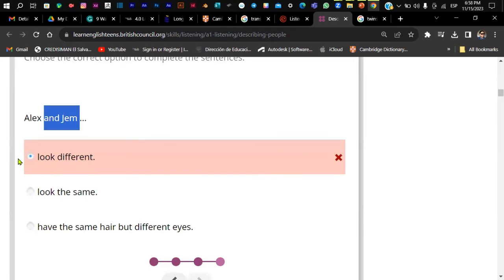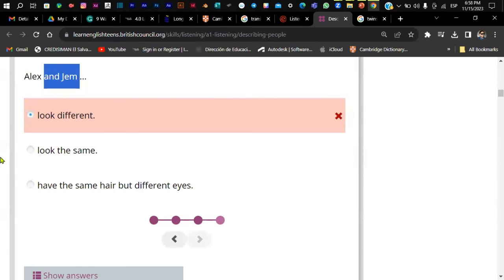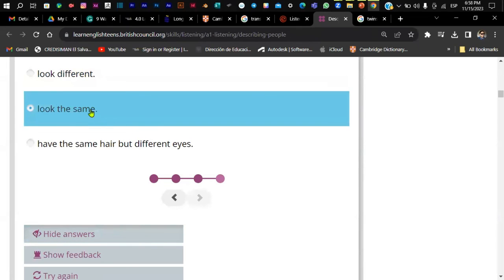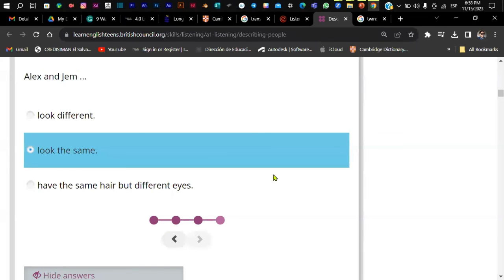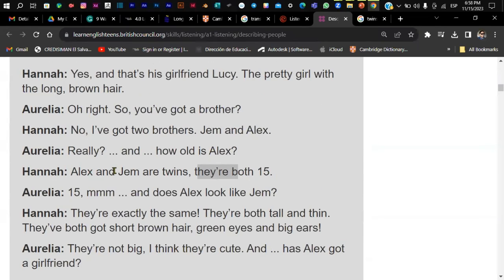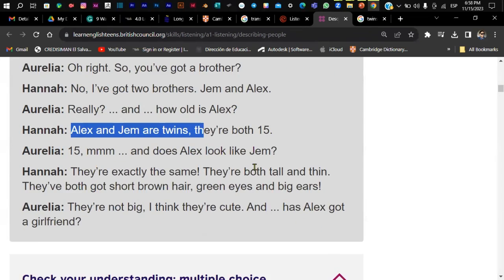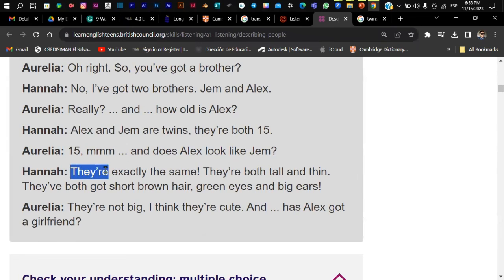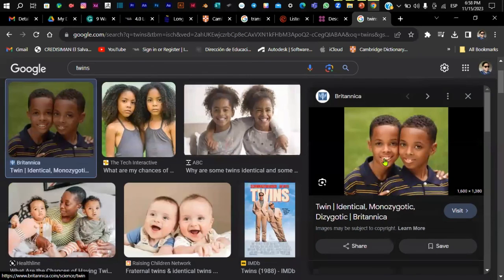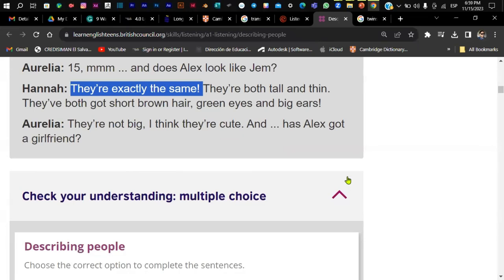What is the correct option? Have the same eyes, different ages. Well, look the same. Maybe, let's see, show answers. Correct. Look the same. Because they are twins. Porque aquí dice, they are twins. It says that. Ahí dice. Besides that, aparte, they are exactly the same. A copy. In other words. Okay. Pretty good. No problem, guys.